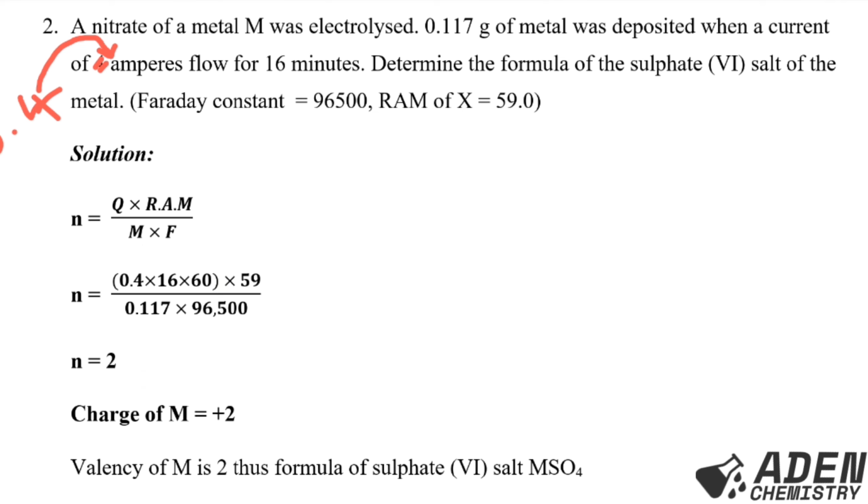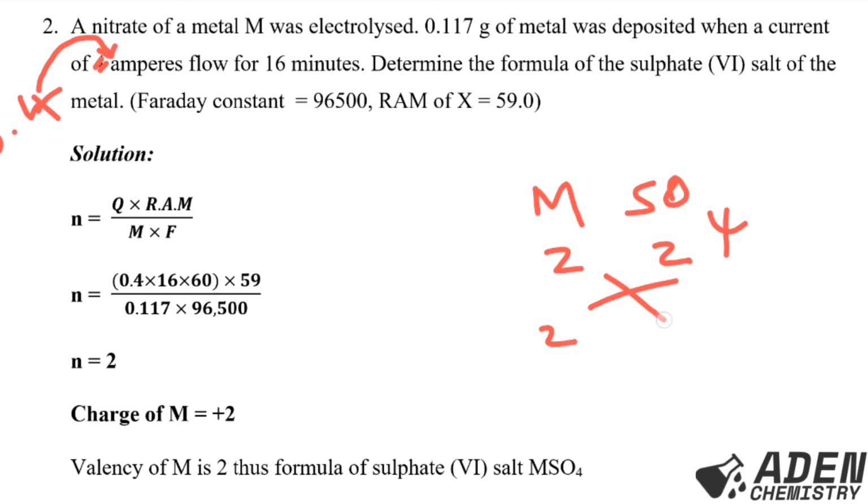So the charge of metal is plus 2. Then if the charge is plus 2, that means the valence of M is also 2. Therefore, the formula between M and sulfate SO4 will look like this. The valence of M is 2, the valence of sulfate is 2.